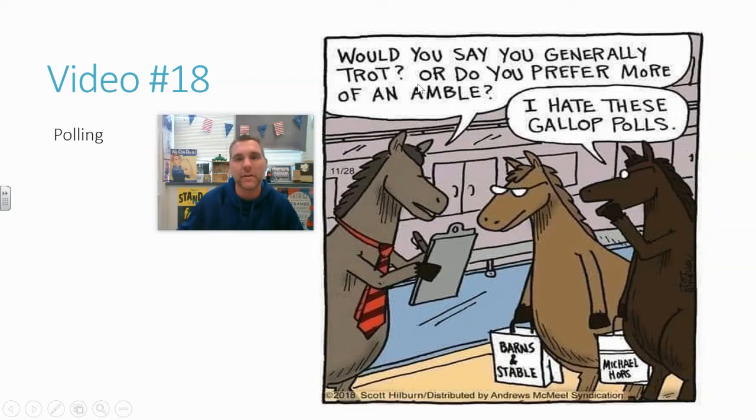So here's just a real quick cartoon. You know, I love cartoons. I think I even showed you this one before, but it's so good, I'll show it to you again. "Would you say you generally trot or do you prefer more of an amble?" "Oh, I hate these Gallup polls."